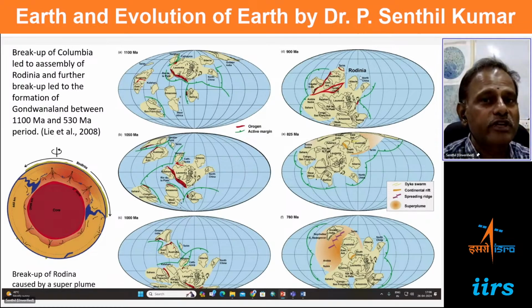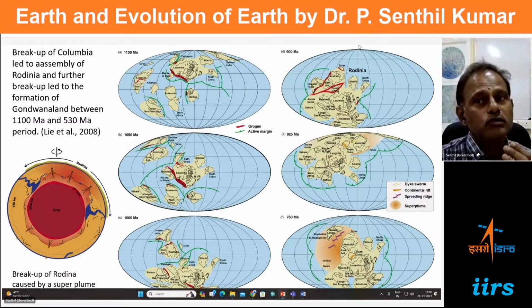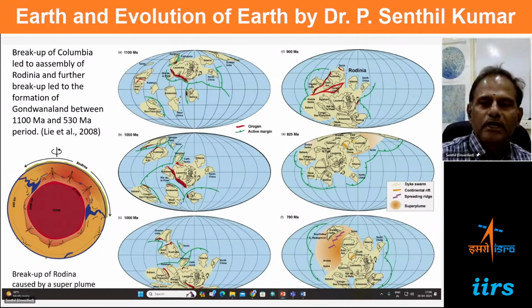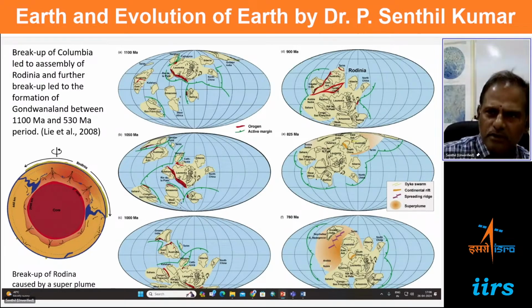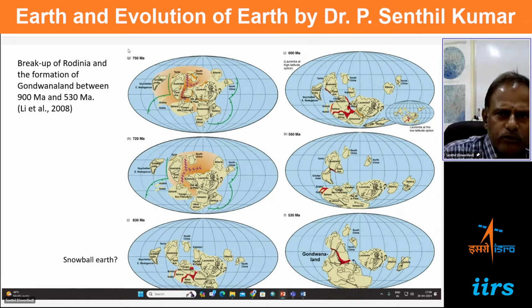This is not just a story I'm telling. These are based on geological evidence that we get from the rocks. Again, this supercontinent Rodinia underwent breakup. Everything opened up, and around 780 million years ago, you can see Rodinia is broken into two parts, and you can see India is somewhere here. Then around 700 million years ago, the continental setup is something like that, and slowly they are spreading.